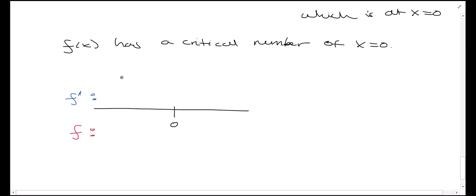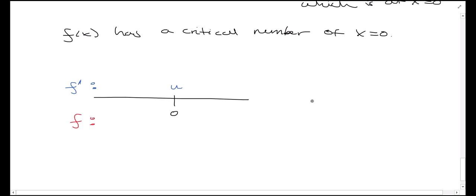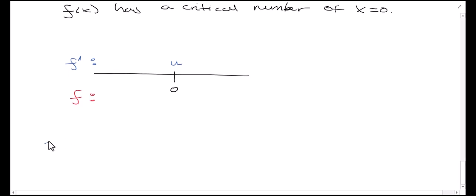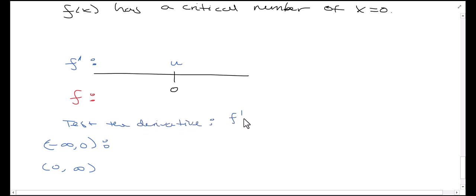So when x is 0, the derivative is undefined. So that's what I mean by sometimes I'll do the little u to indicate that the derivative is undefined there. And so let's look at our intervals. So I have negative infinity to 0 and 0 to infinity. So let's pick a test point. So we want to test the derivative. And our derivative is f prime equals 2 over 5x to the 3/5.